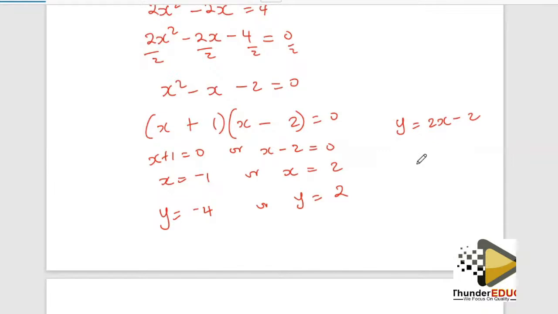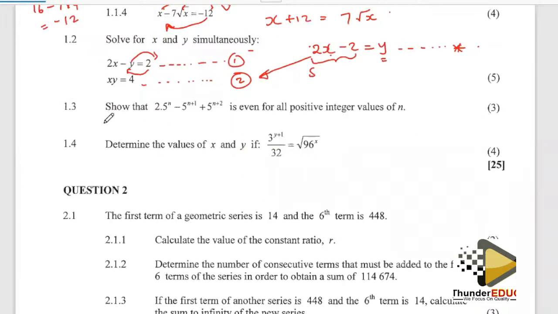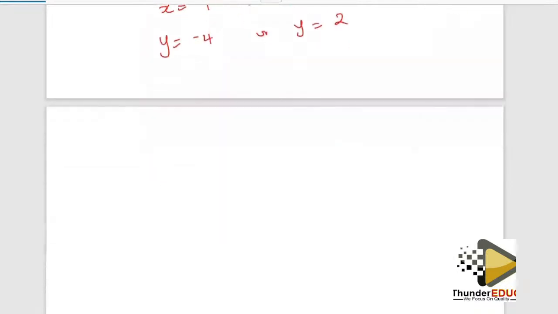So 1.2. Then let's look at 1.3. Can we show that 2 times 5 to the n minus 5 to the n plus 1 plus 5 to the n plus 2 is even for all positive integers of n? Okay, in this case, I see there is something that is common. There is 5 to the n everywhere. So I need us to break this down and factorize that 5 to the n out.